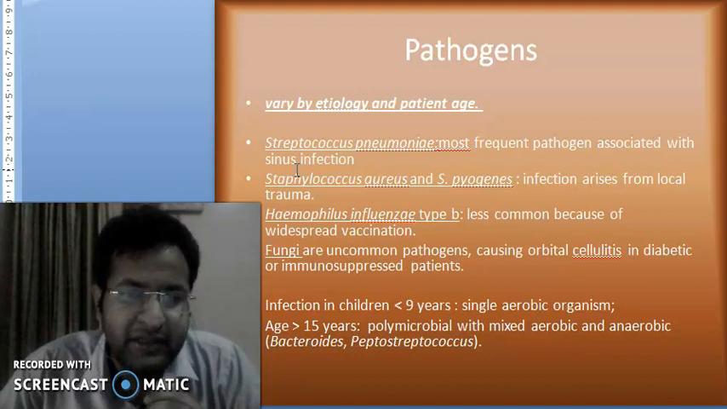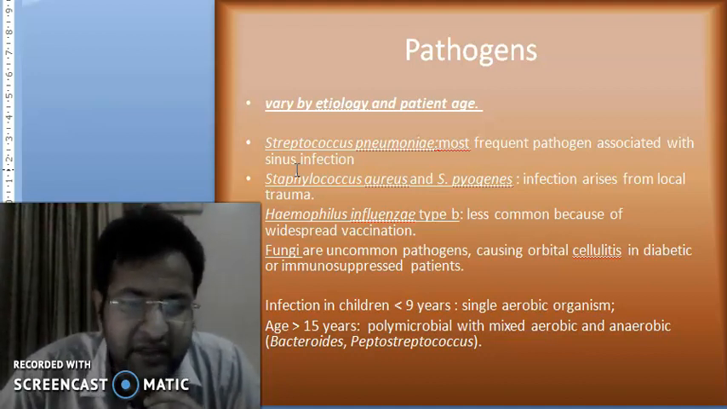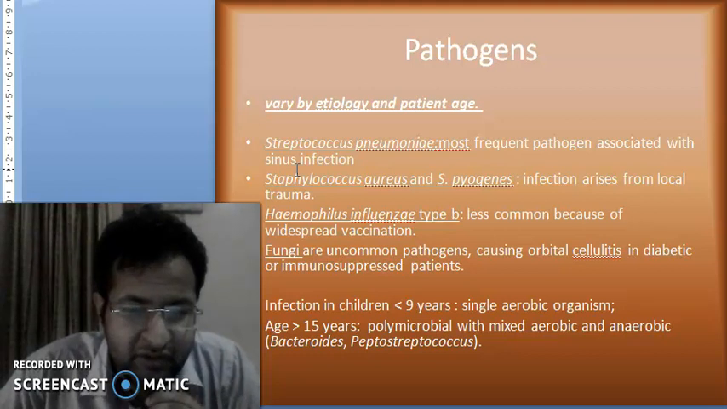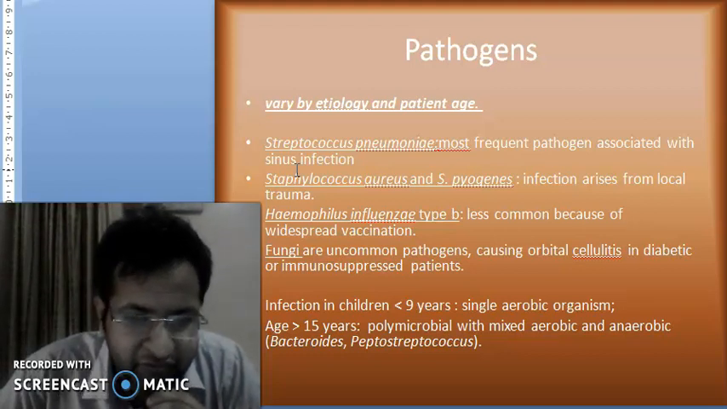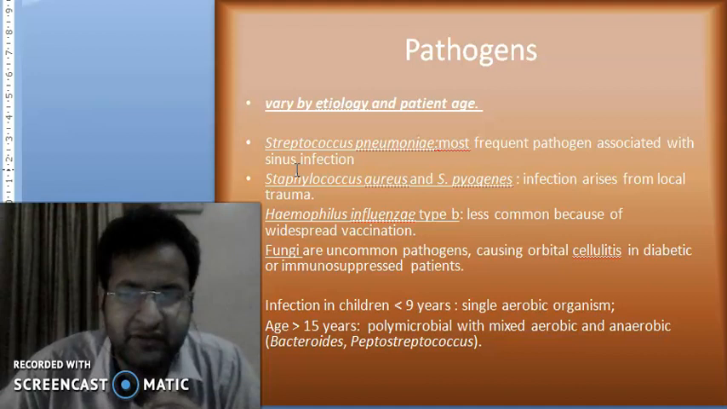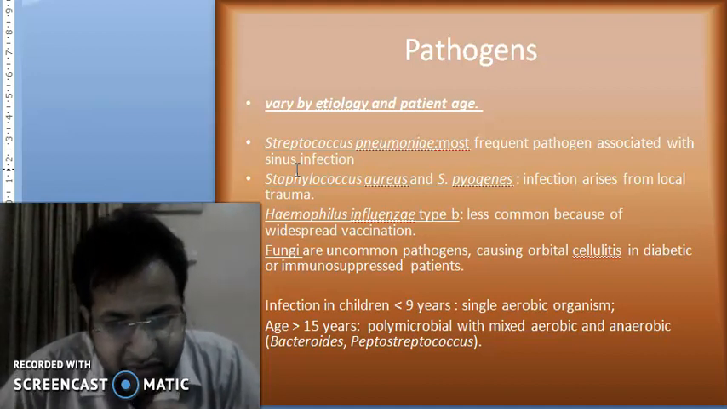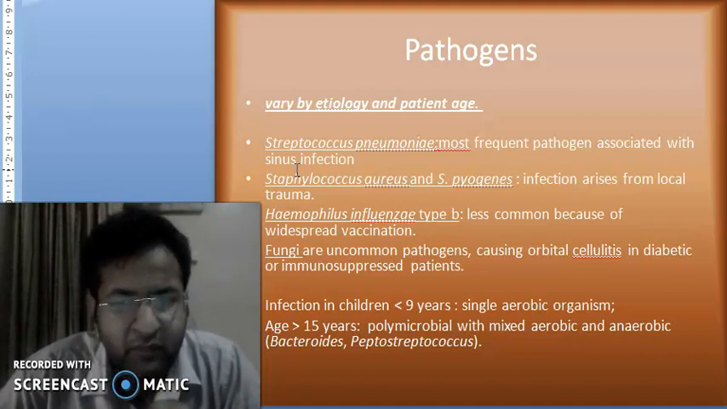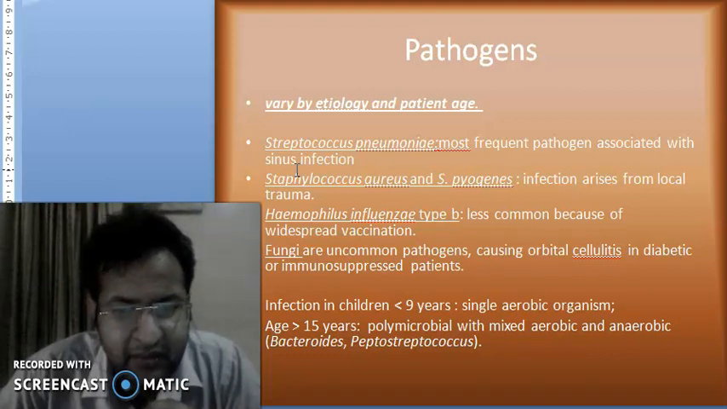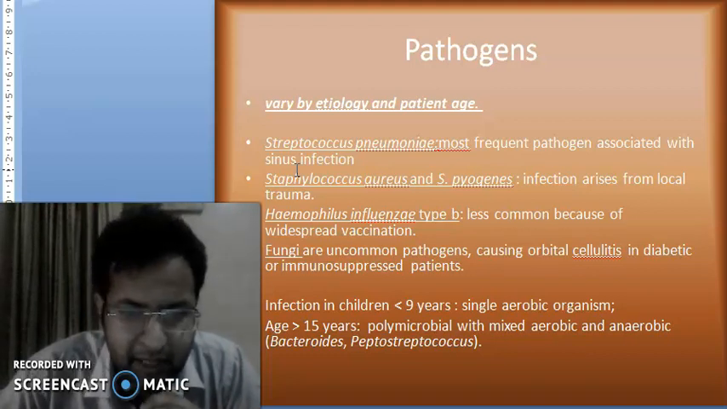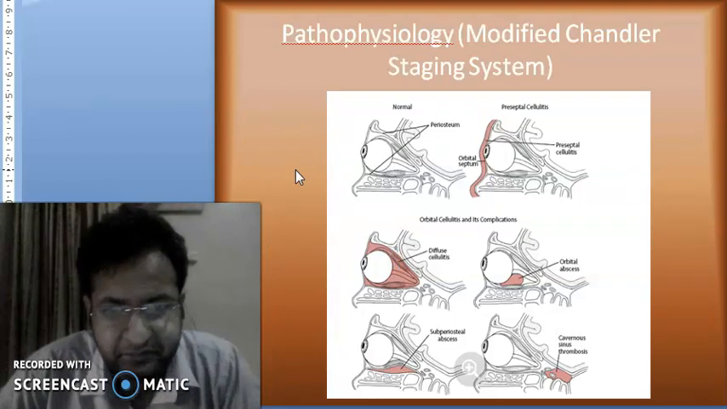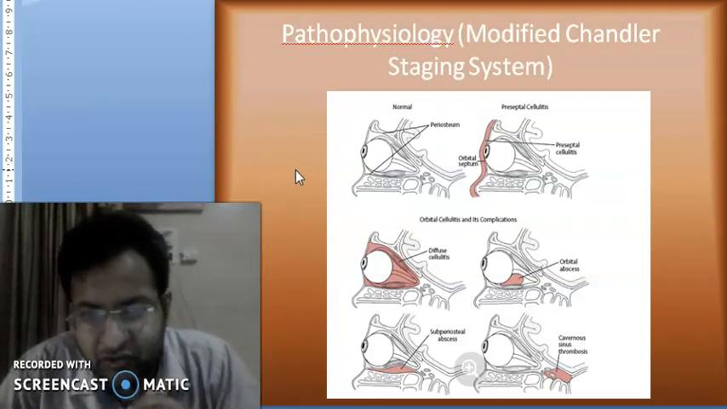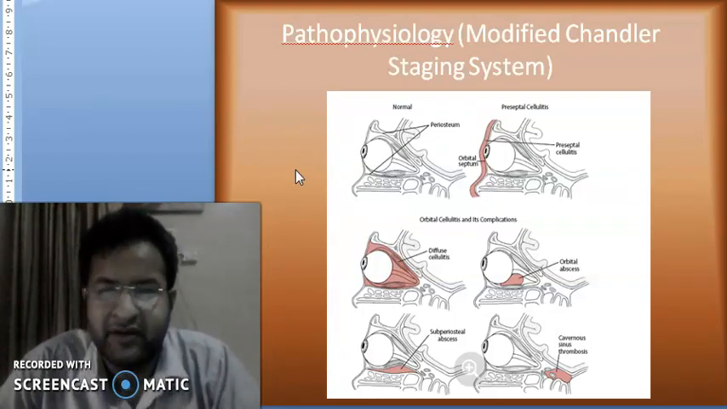Infection in children less than 9 years, a single aerobic organism is mostly responsible. In patients more than 15 years having orbital cellulitis, polymicrobial infection is suspected with aerobic and anaerobic bacteria like Bacteroides and Peptostreptococcus.